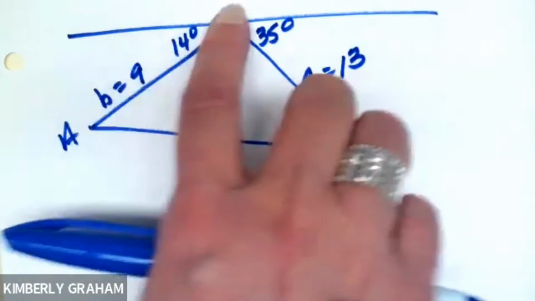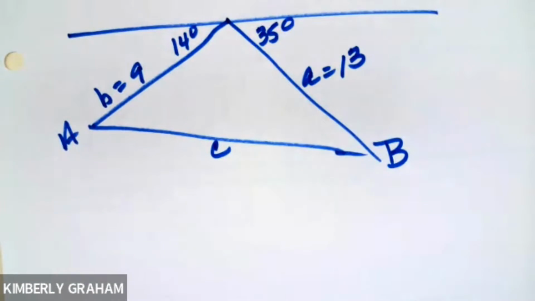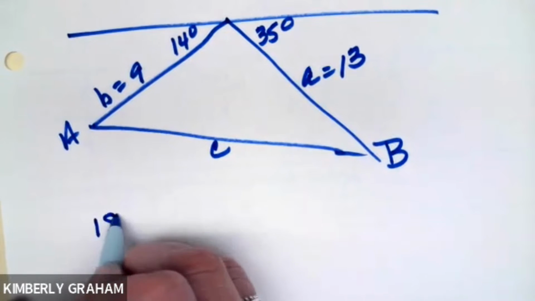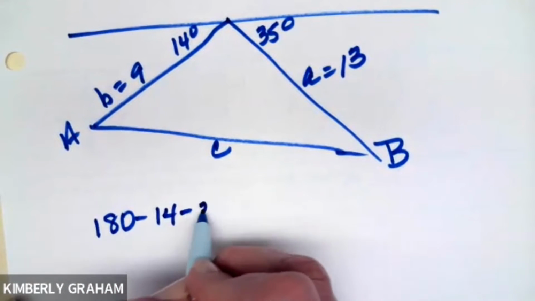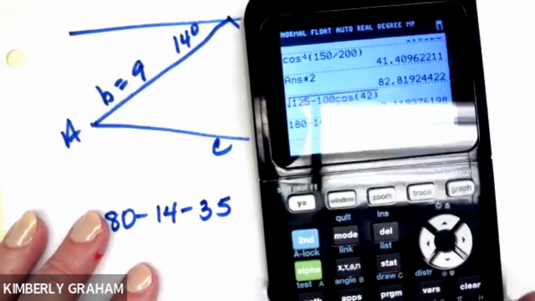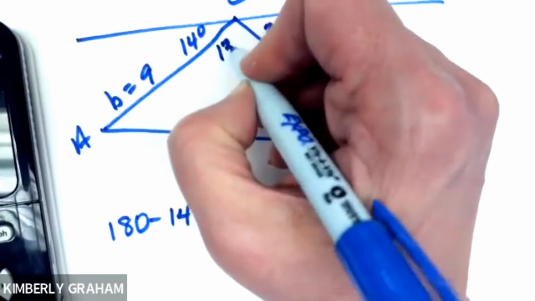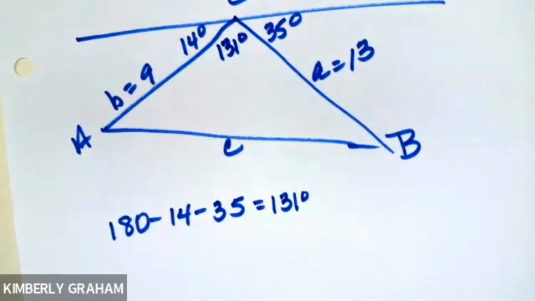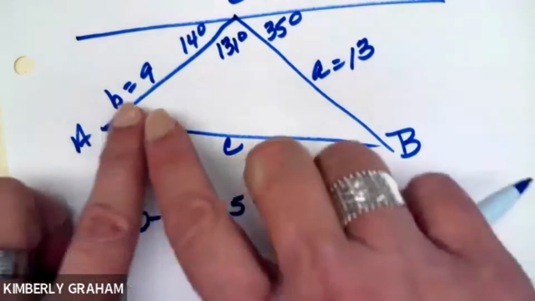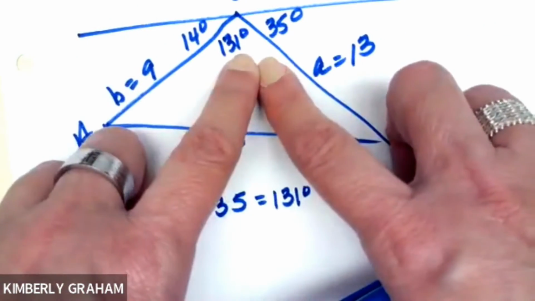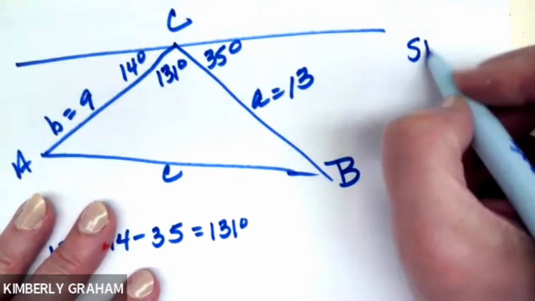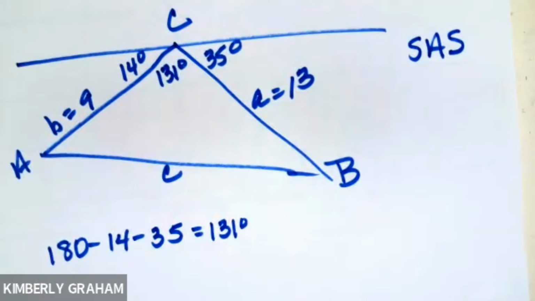Because I know that this is a straight line, the angles have to add up to 180. So if I did 180 minus 14 minus 35, that's going to give me 131. Angle C is 131 degrees. So I'm given two sides and the included angle. So I'm given information for side angle side.